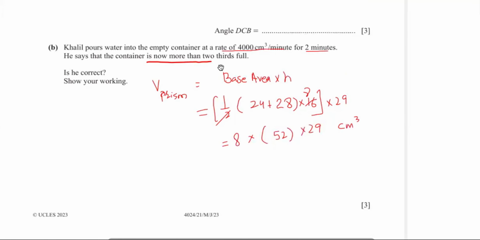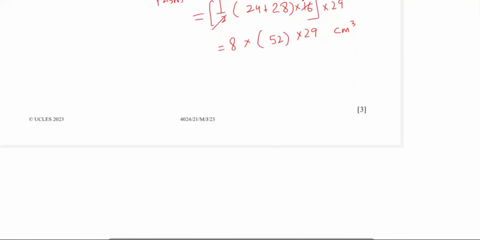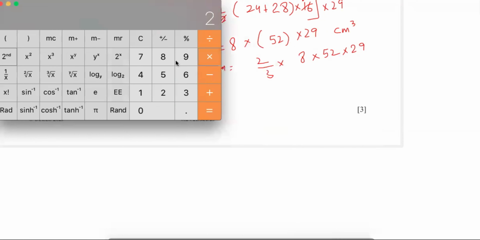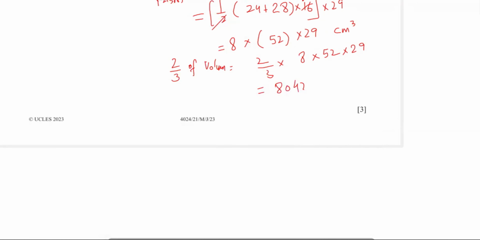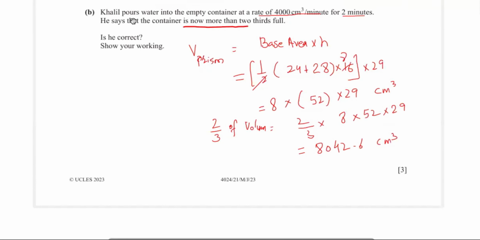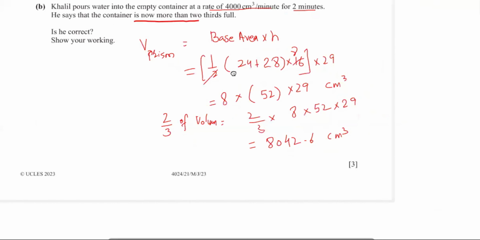He says that the container is no more than 2/3 full. Therefore, 2/3 of the volume will be equal to 2 over 3 multiply 8 multiply 52 multiply 29. Now 2 multiply 8 multiply 52 multiply 29 divided by 3, and this value is equal to 8042.6 cubic centimeters.